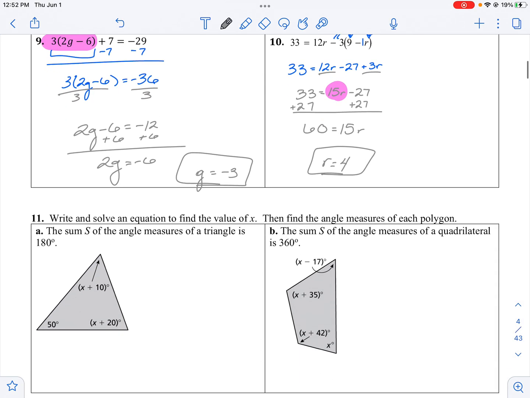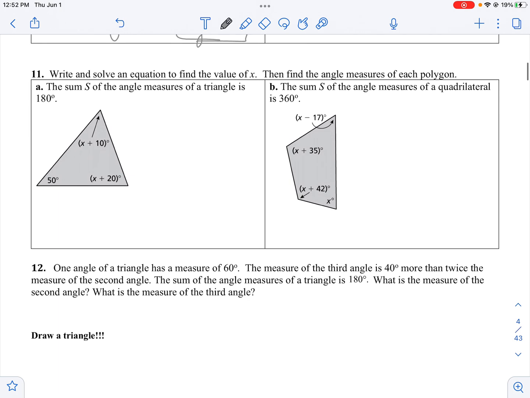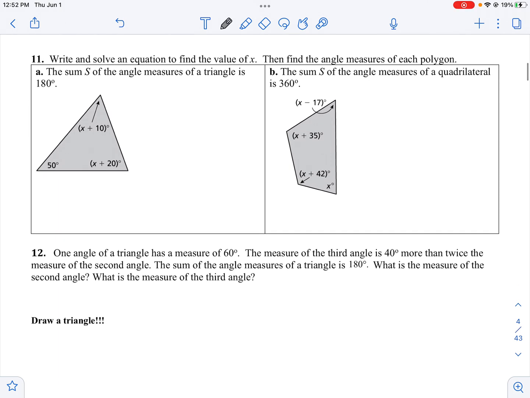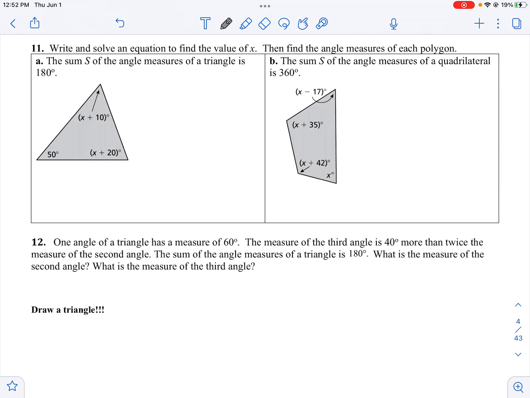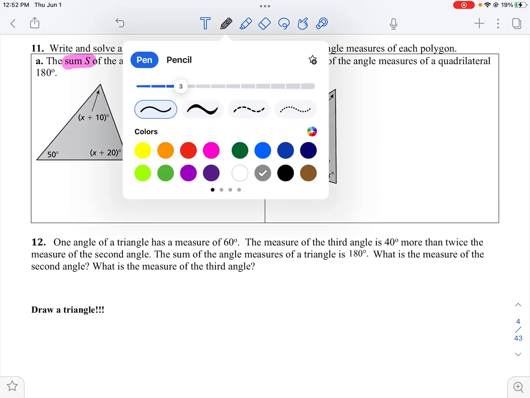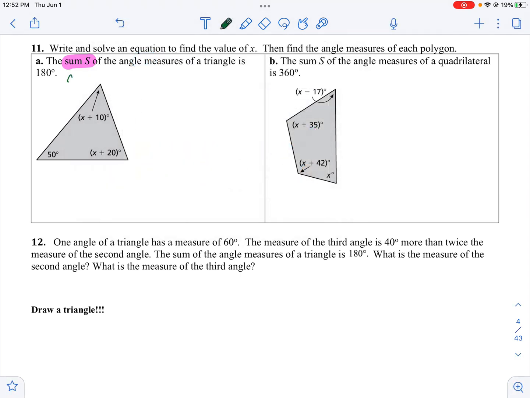All right, let's talk through 11 and 12 together. So on 11, the sum of the angle measures of a triangle. Well, hold up, what does sum mean? Sum means addition. Let me put a little note there. I'm going to be doing some addition. So if I add up the angle measures of the triangle, is means equal.